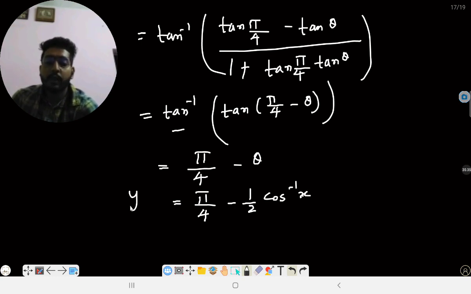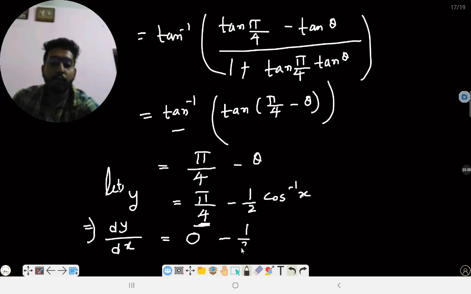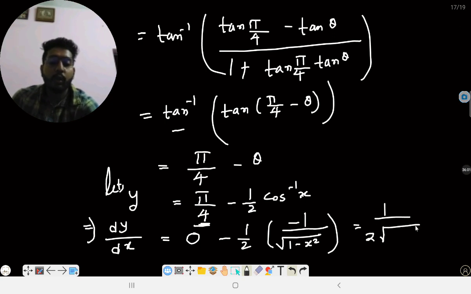If I let this one as y, what will be the differentiation? That means with respect to x, I am differentiating both sides, that will be dy by dx. Now here we can see pi by 4. What is the derivative of pi by 4? That is 0, minus half into the derivative of cos inverse x, which is minus 1 by root of 1 minus x square. Now it will be 1 by 2 root of 1 minus x square, like this. So that will be the answer.